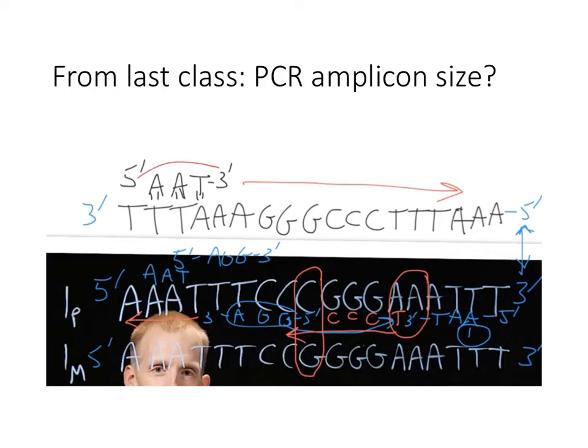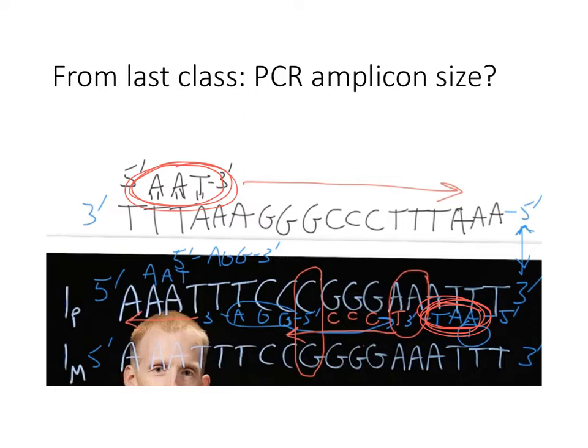In other words, there's a primer circled in red. There's another primer. So how big is this PCR amplicon that's going to be produced by PCR on that template molecule with those primers? How do you figure this out? What defines the size of a PCR product? It's where the primers are annealed.